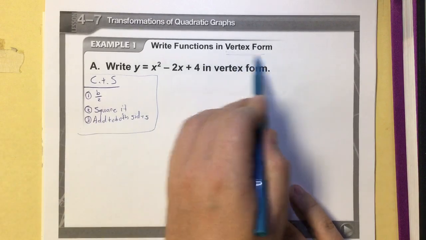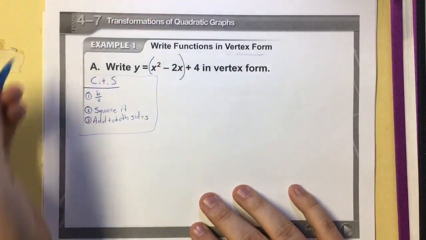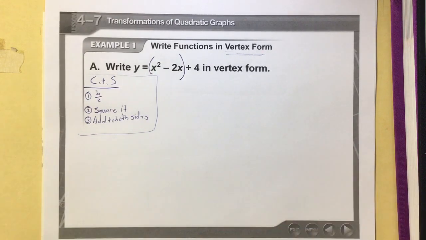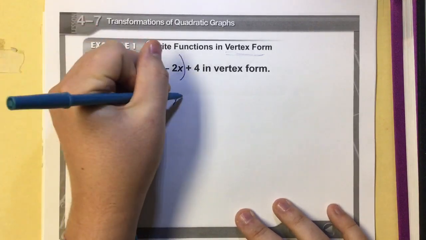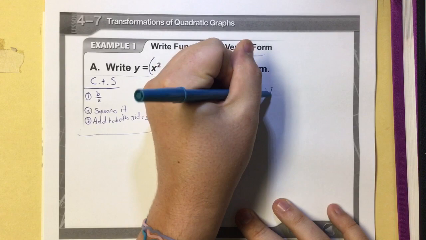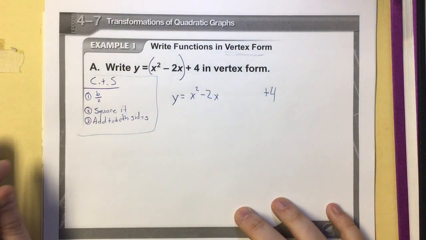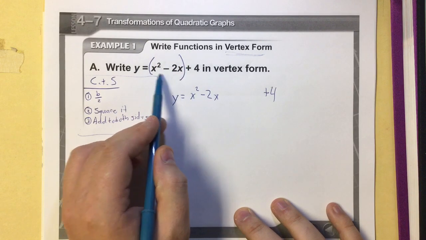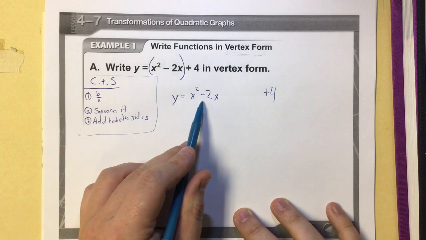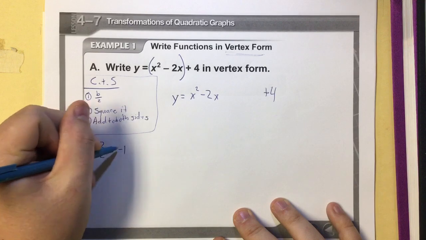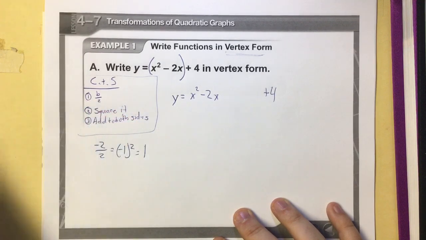When we're trying to get something into vertex form, we are only going to be looking at this ax squared plus bx part. That plus 4, I'm just going to leave it off to the side for the beginning. So I'm just going to write y equals x squared minus 2x, leave a bunch of room, and write my plus 4 there. Just looking at the ax squared plus bx part, we go through the completing the square process. My b in this case is negative 2, so I do negative 2 over 2, which is negative 1, and then I square that answer and I get 1.